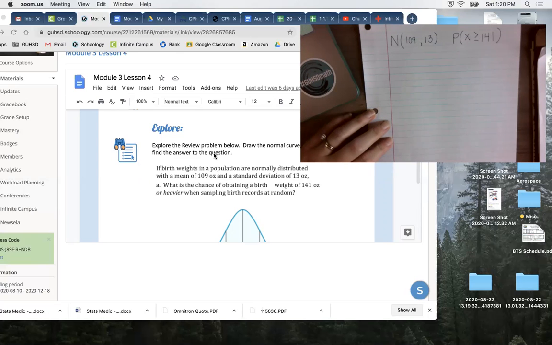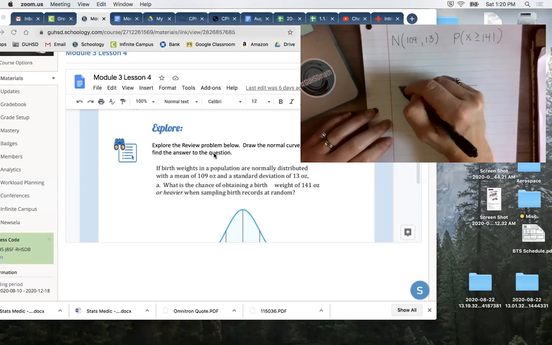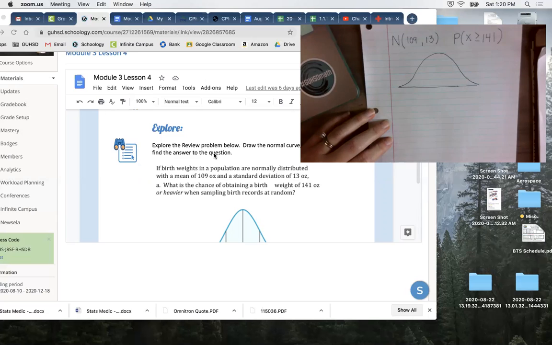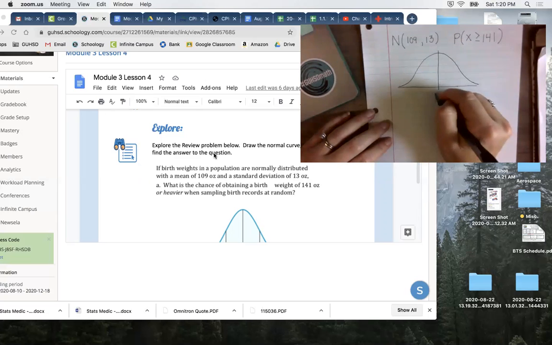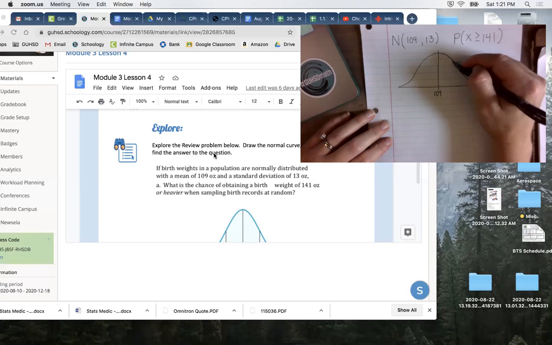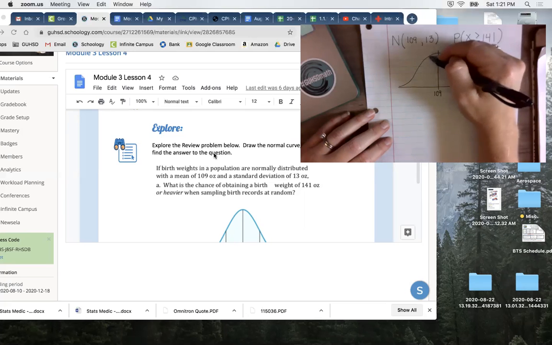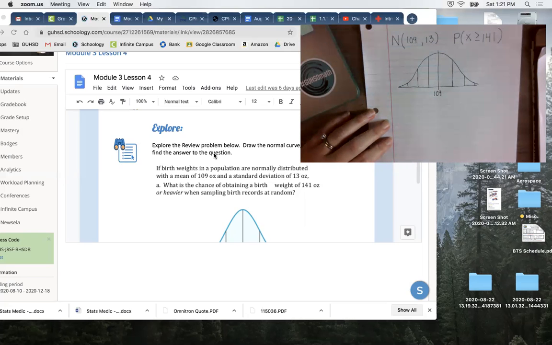Next, I'm going to do exactly the steps that I've showed you guys. I'm going to draw a picture first. And from here, I'm going to put the mean right in the middle. The mean is 109 ounces. And then I have 1, 2, 3 standard deviations this way, 1, 2, 3 standard deviations this way.